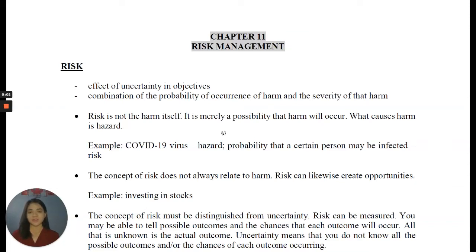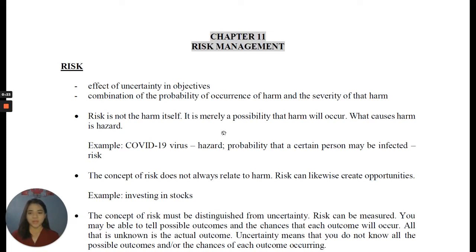Unit 3, Introduction to Risk Management. Chapter 11, Risk Management. Let's start by defining risk. Risk is the effect of uncertainty in objectives. It is a combination of the probability of occurrence of harm and the severity of that harm. Risk is not the harm itself. It is merely a possibility that harm will occur.